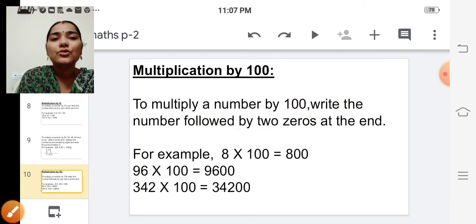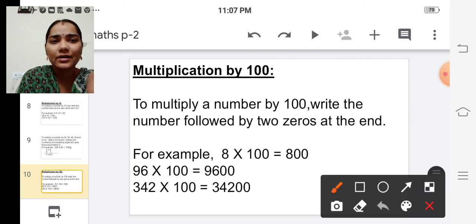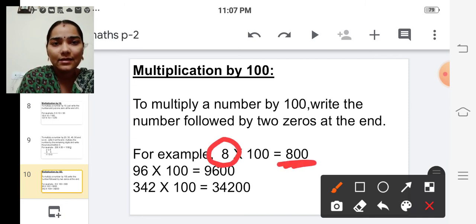See, to multiply a number by 100, write the number followed by 2 zeros at the end. For example, 8 into 100. So write this 8 as it is and write 2 zeros at the end. So the answer is 800. Is it clear?